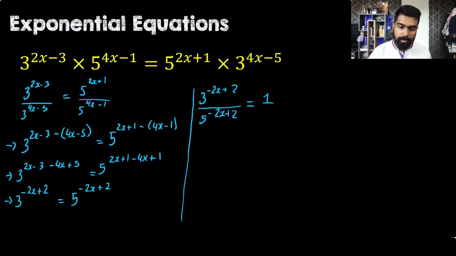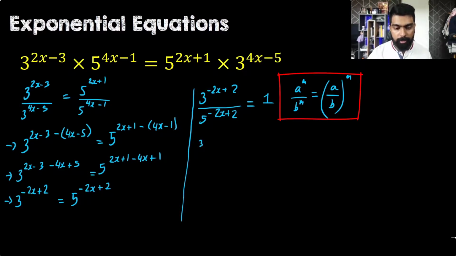So now what do we have here, guys? If you take a look at it, the exponents are of the same value, right? So in this one we can follow the rule a to the power of m over b to the power of m is equal to (a over b) to the power of m, right guys? Now this one, I'm going to write as (3 over 5) to the power of negative 2x plus 2, right guys? And for the right hand side, now we have a 1.